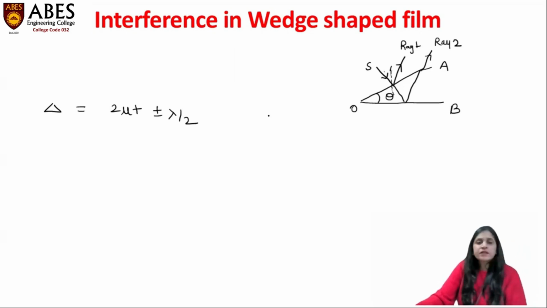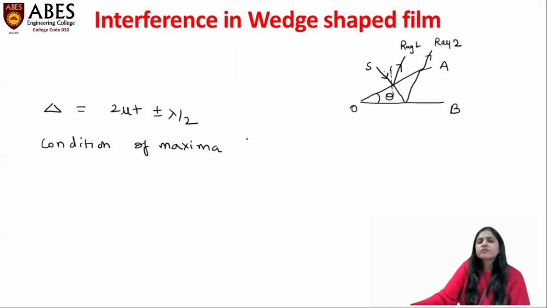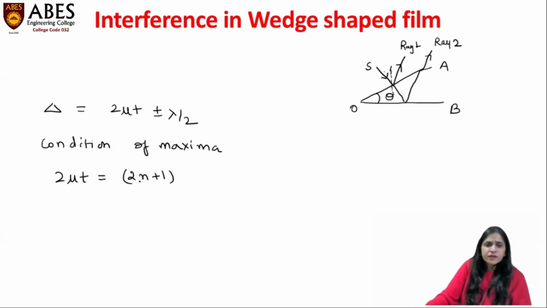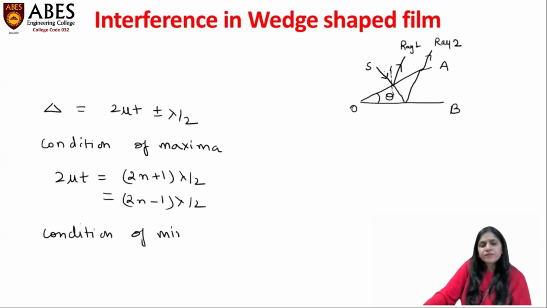Okay, so in this case, what will be the condition of maxima? What is the meaning of maxima? Bright fringe. And what is the meaning of maxima? Constructive interference. Again, it will be 2 mu t equals 2n plus 1 lambda by 2, or 2n minus 1 lambda by 2. And what will be the condition of minima? The condition of minima will be 2 mu t equals n lambda.